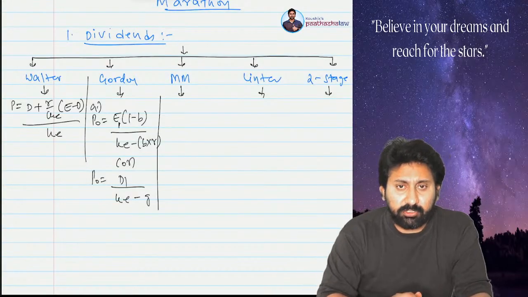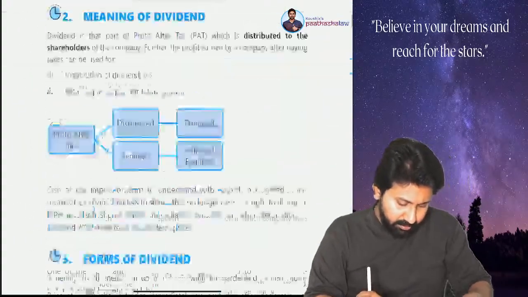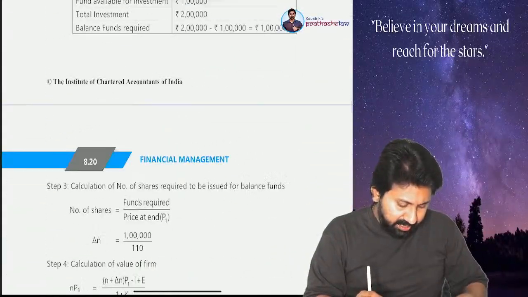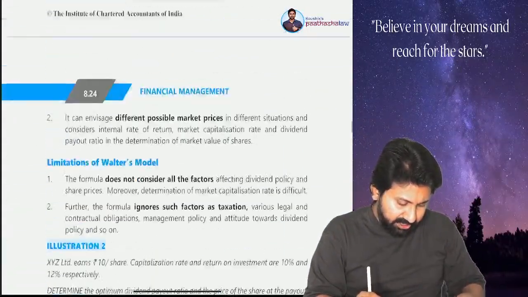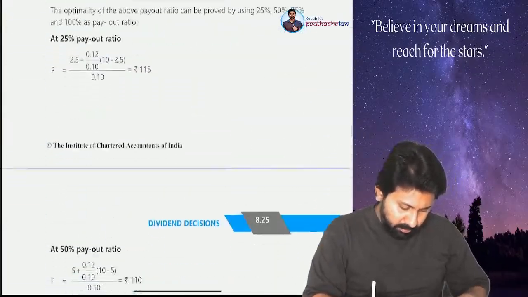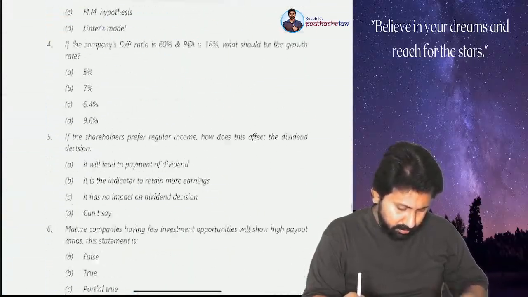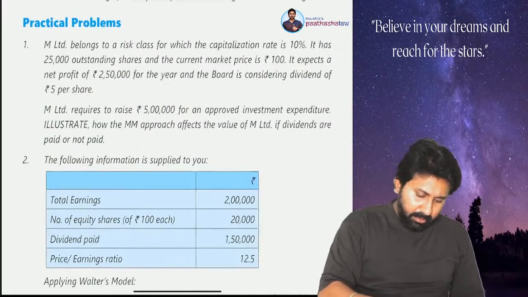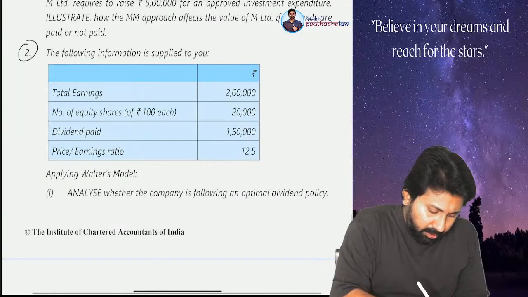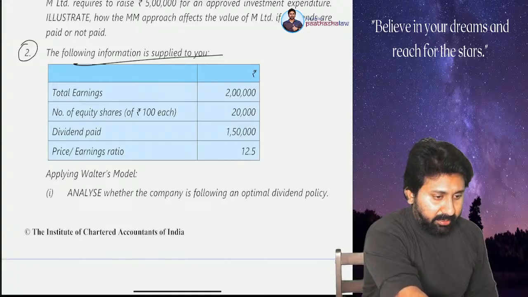First let us do some problems on the Walter and Gordon models. Let's begin. I will take the illustrations directly and try to solve. See here. The following information is supplied to you. Total earnings is 2 lakh. Just a minute.